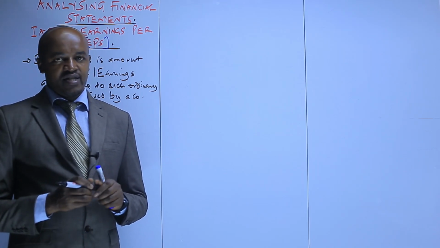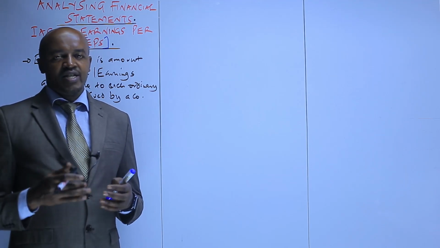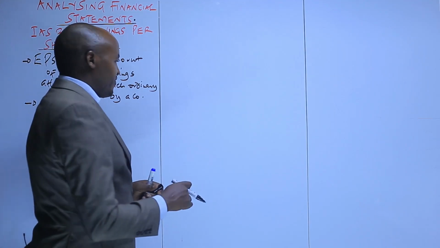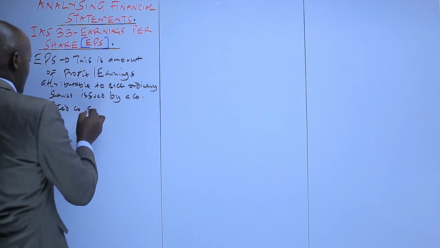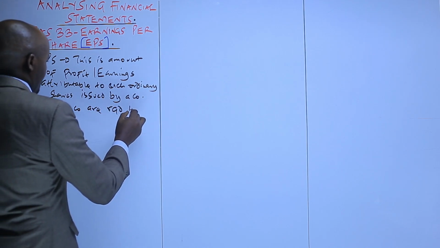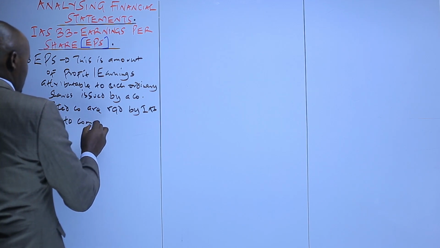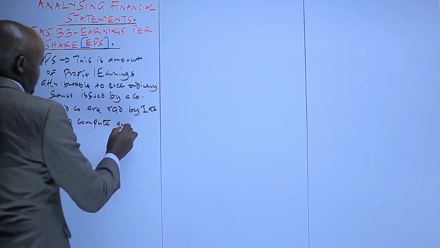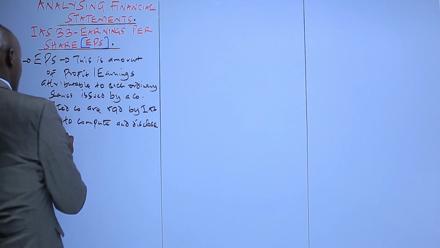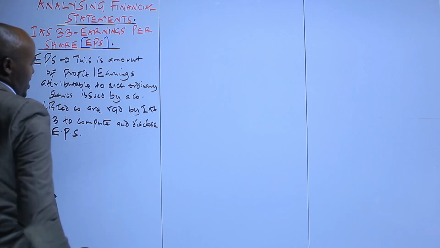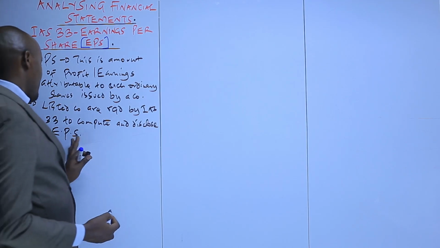shares are trading in the securities exchange market, it is a requirement that they must compute and also disclose the earnings per share as part of the notes to the financial statements. So we can say listed companies are required by IAS 33 to compute and disclose earnings per share. By disclosing, it means that this earnings per share which is computed should be part of the notes to the financial statements.